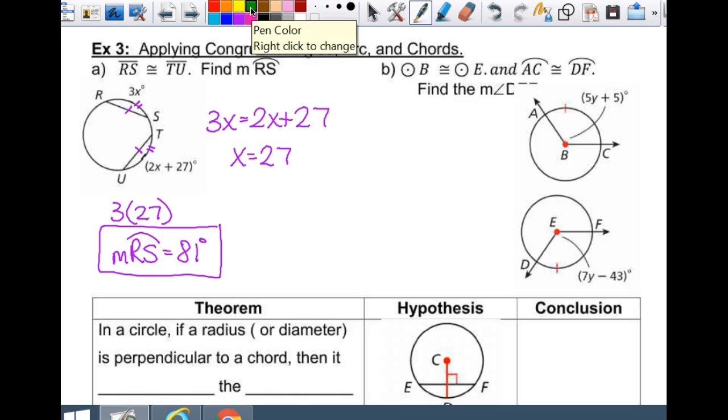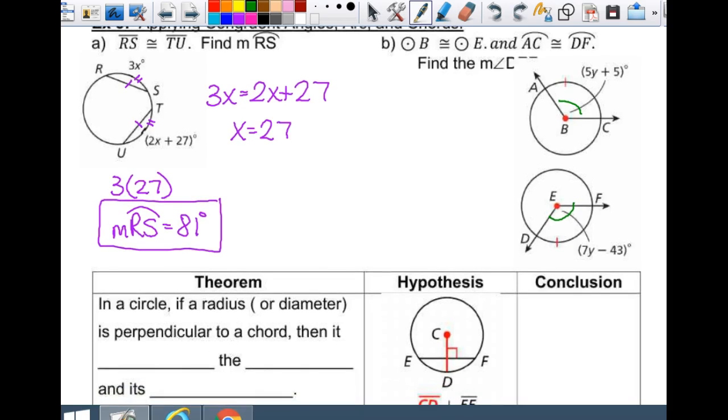Okay, so here, this tells me my circles are congruent, and it tells me that the arcs are congruent. That means these central angles have to be congruent. Then the angle that we're looking for sort of disappeared back here. This is DEF is what I'm looking for. So since they're congruent, I set them equal to each other. So 5y plus 5 equals 7y minus 43. So 48 is equal to 2y, and y is equal to 24.